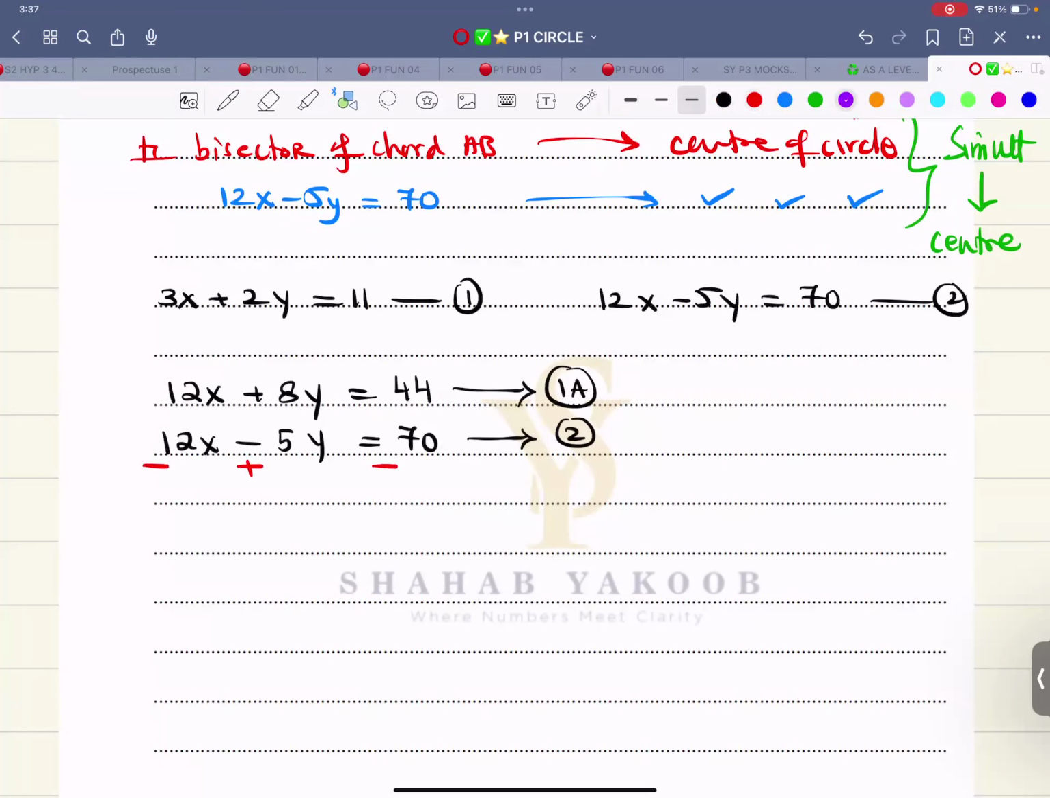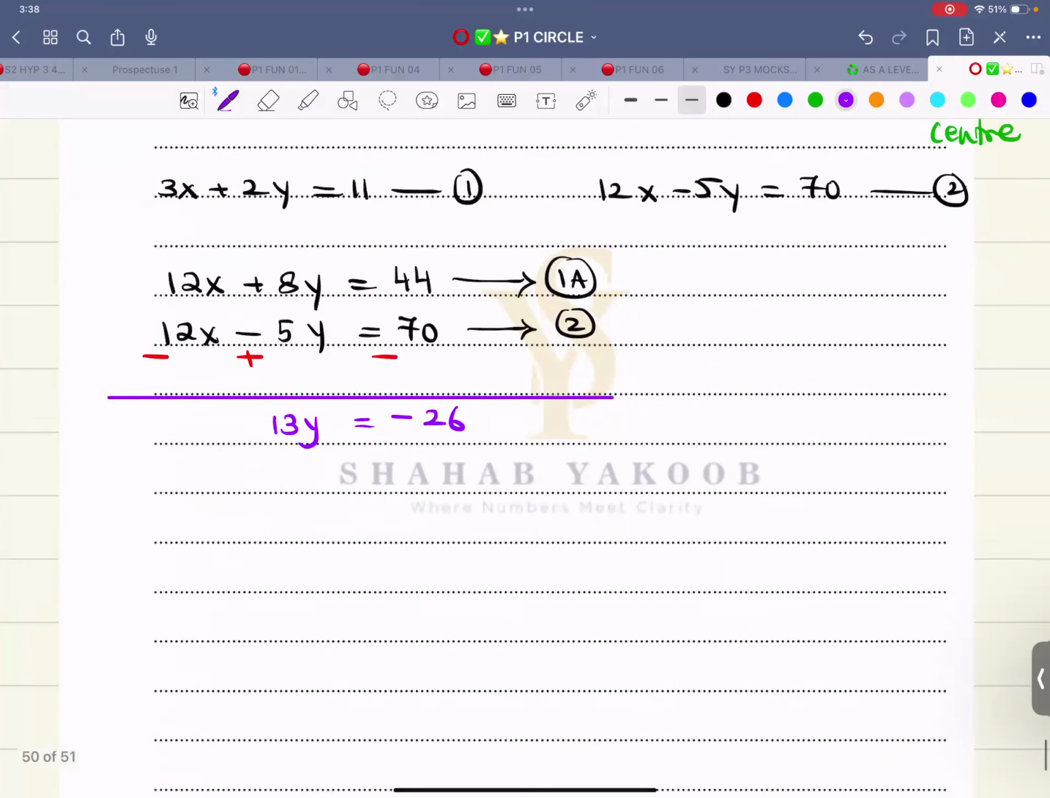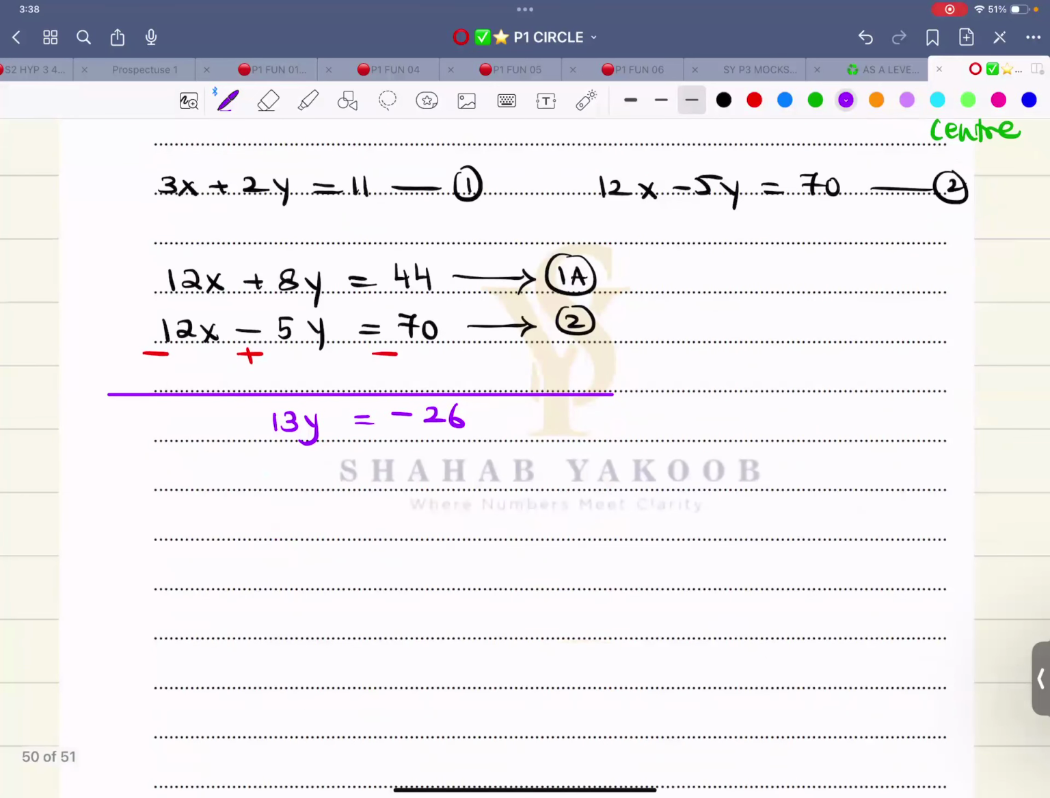When I add it up, what do I get? 12x cancels out, 8 plus 5, that is 13y. And 44 minus 70, that is negative 26. It's not positive, it's negative 26. So 13y is negative 26. Therefore, y is equal to negative 2.